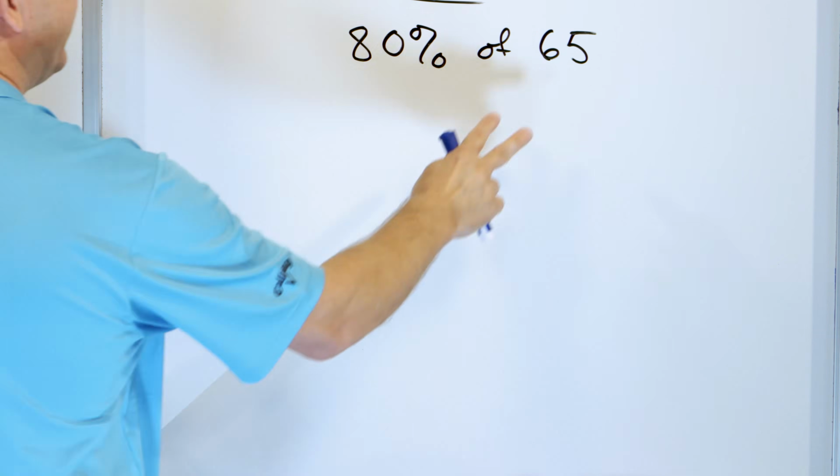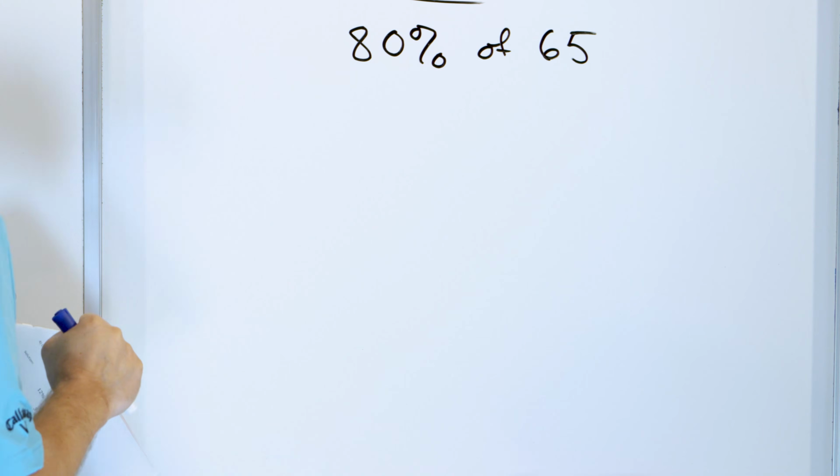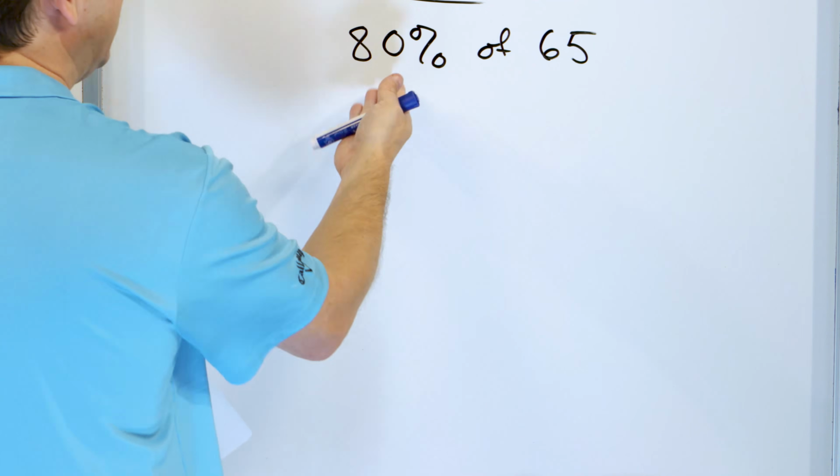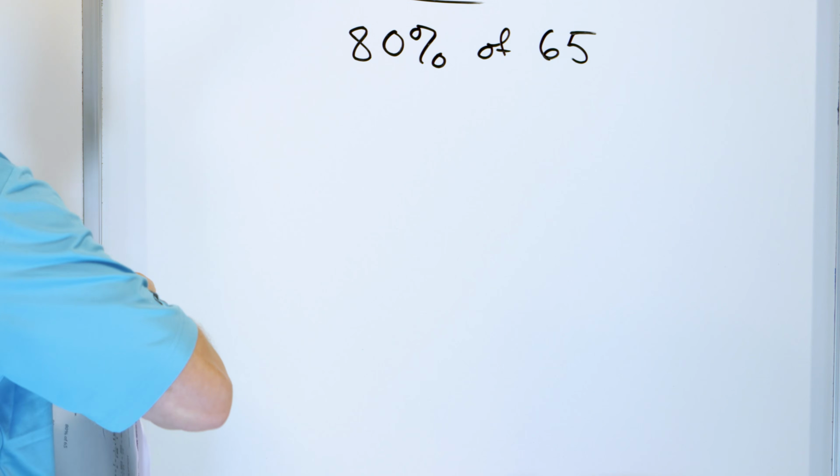80% of 65. There's 65 watermelons in the grocery store, and 80% of them are juicy and red, right? And the rest of them are rotten. So how many of these watermelons are actually juicy and red? If 80% of them are juicy, how many do we actually have juicy?